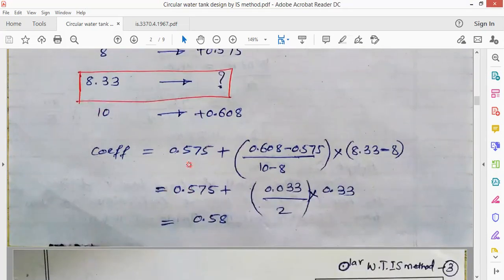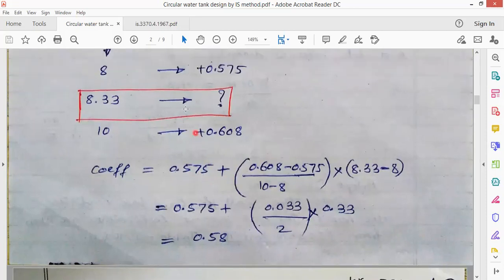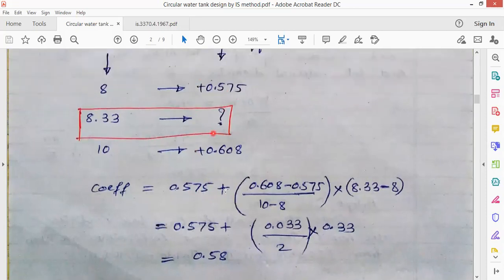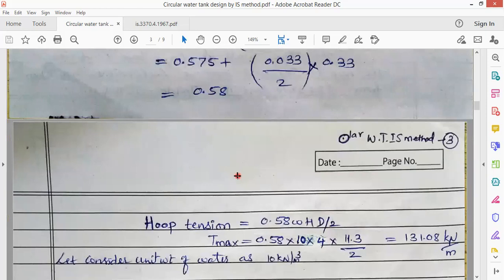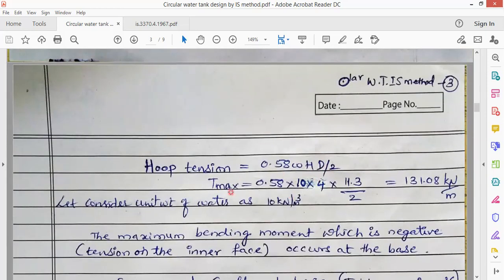So here I have done the interpolation. It is 0.575, the minimum value, plus the difference of these two divided by the difference of these two, that is this minus this divided by this minus this, into the value I want to obtain, minus this, because I have considered the minimum value. So it is 8.33 minus 8. So I have obtained the coefficient as 0.58. Now I will substitute that and obtain the hoop tension, that is the maximum tension. So this maximum tension is 131.08 kilonewton per meter height.